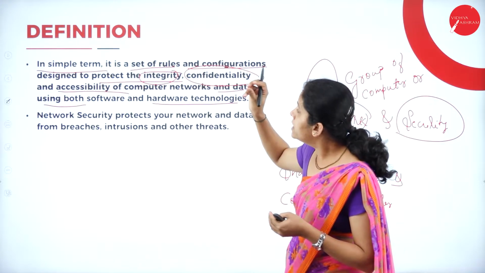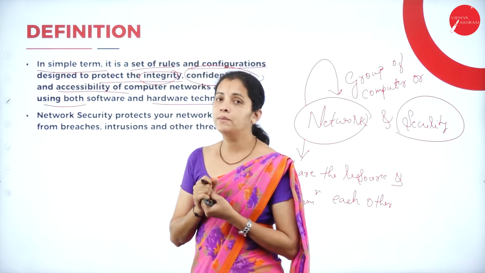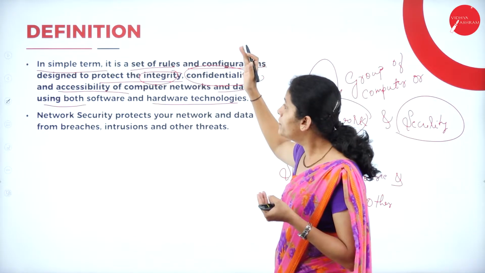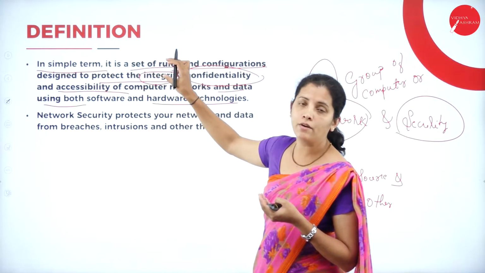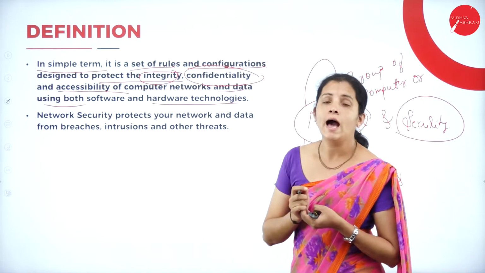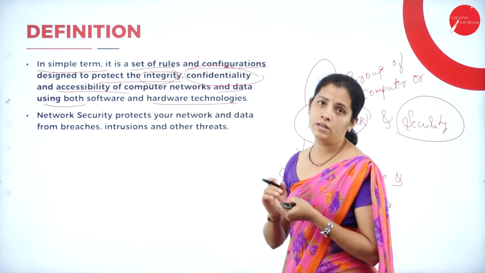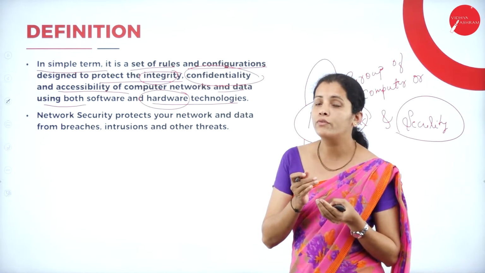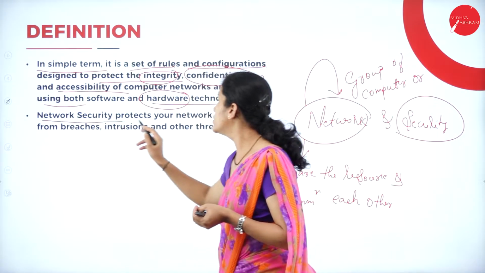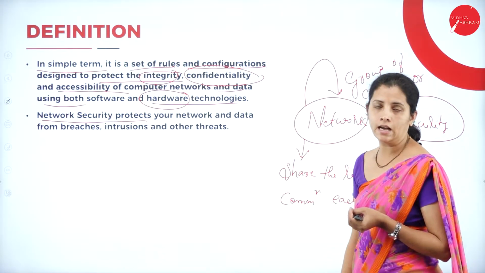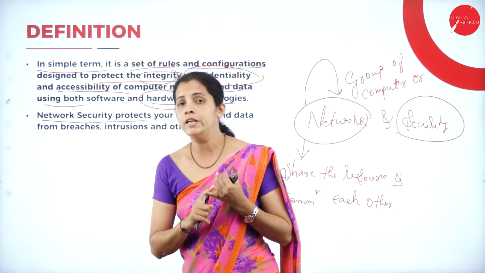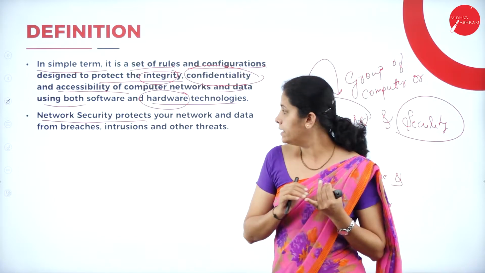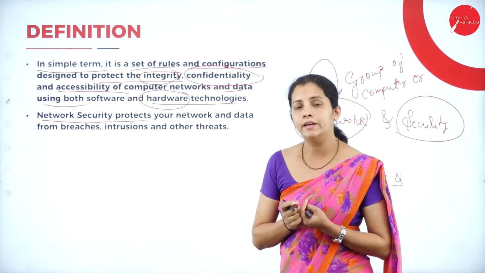So in very simple terms, network security is nothing but a set of rules, procedures or standards. It is mainly used to configure the design to protect the integrity of the data, confidentiality of the data, and accessibility of the data in the computer network, and it may be in the form of hardware or software technology. Here network security protects our network as well as data. That means we require network security to protect the network connection as well as the data present in the network. For those reasons, we require network security.